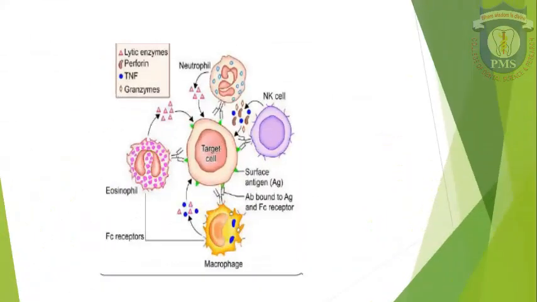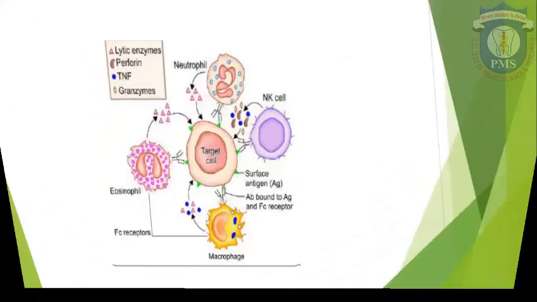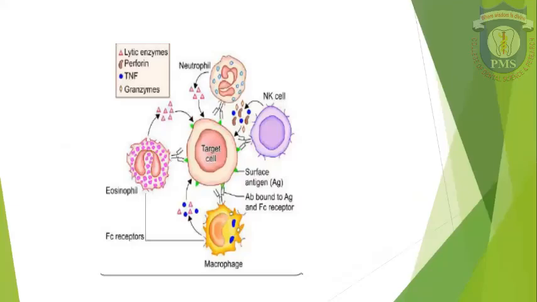So this is a figure showing the function of antibodies. Either it can activate complement, fixation of complement, or bind to various cell types. And the second function is antigen binding. So this is all about the structure and function of antibodies. First of all, we discussed antibodies: what are antibodies, types of antibodies, then structure of antibodies, and function of antibodies.